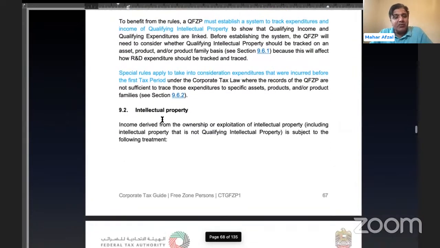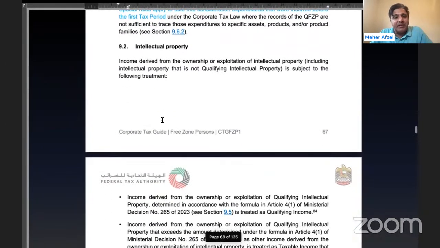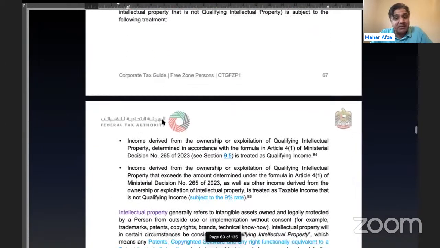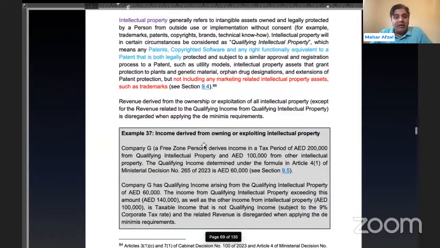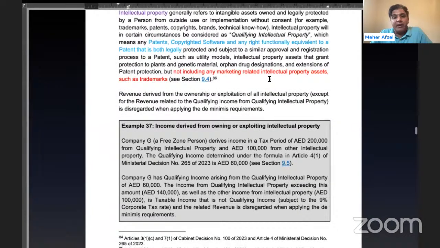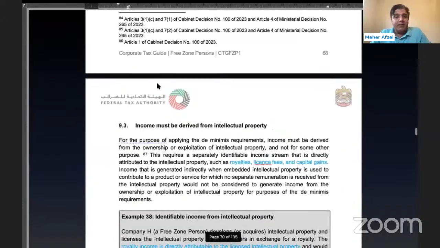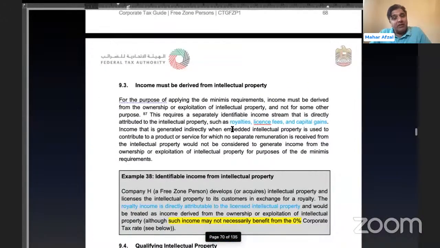So based upon this, we know what is intellectual property. These are the intangible assets that are not being used for business purposes. It can be a patent, copyrighted software, and they have given the definition, and marketing related intellectual property such as a trademark. We have already discussed, if you are using a trademark for business purposes, it cannot become your intellectual property that will generate the qualifying income. So income must be derived from the intellectual property. Yes, this is the consideration.